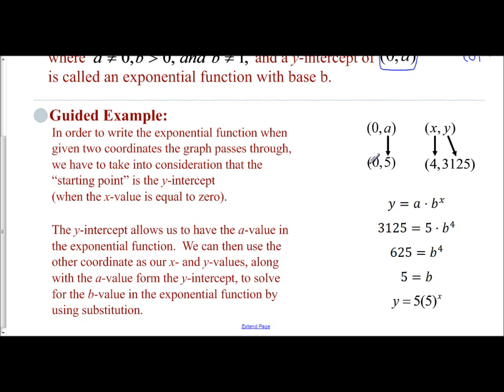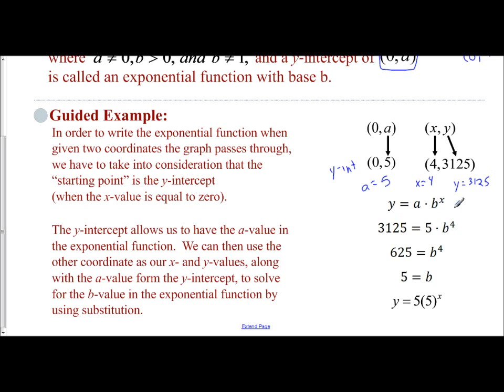What you do is you line it up. You see that this is your y-intercept. And so that means it's the coordinate 0, a. So this tells you right now that a is 5. The next coordinate, what you do is you know this is an x value and this is a y value. So you let x be 4 and you let y be 3,125.